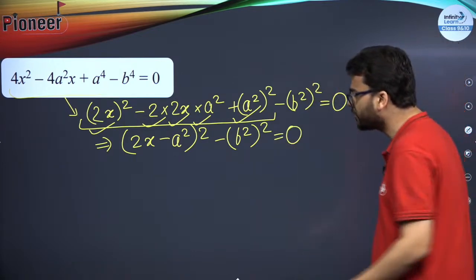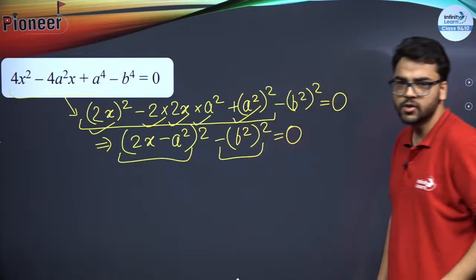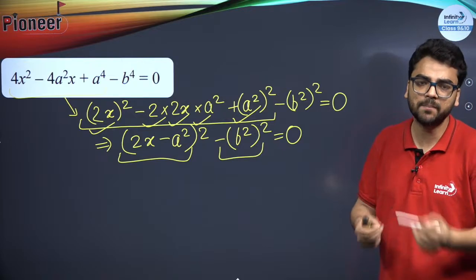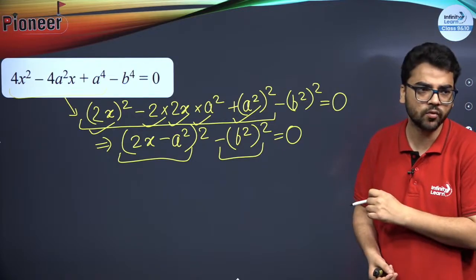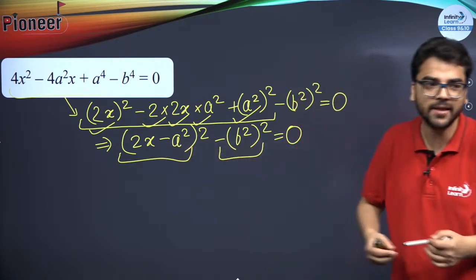Now it is again of the form p square minus q square, right? So p square minus q square is p plus q into p minus q. Not that, Nikleshwar, it is 2x minus a square the whole square.